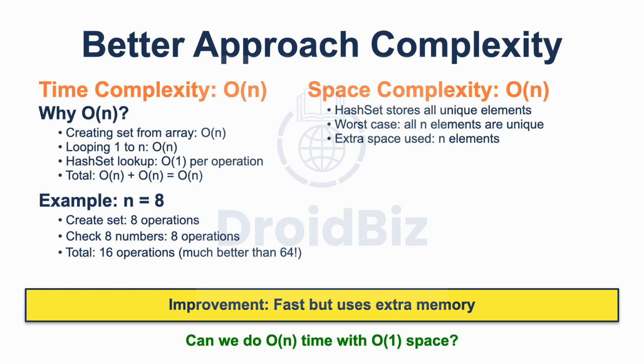Now for space complexity, it's big O of n. The hash set stores all unique elements. In the worst case, all n elements are unique. So the extra space used is n elements. Here's the improvement. This approach is fast but uses extra memory. This brings us to an important question. Can we achieve big O of n time complexity with big O of 1 space complexity? Yes, we can. Let's explore the optimal solution next.